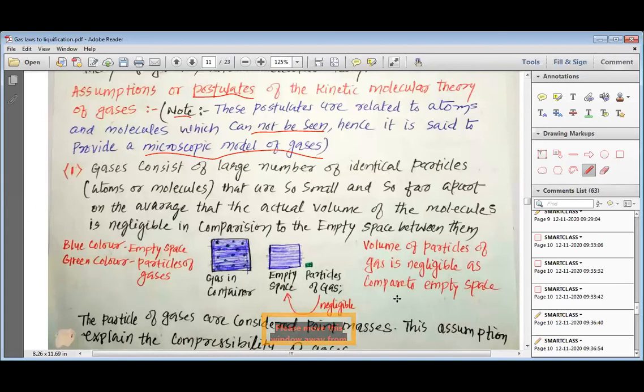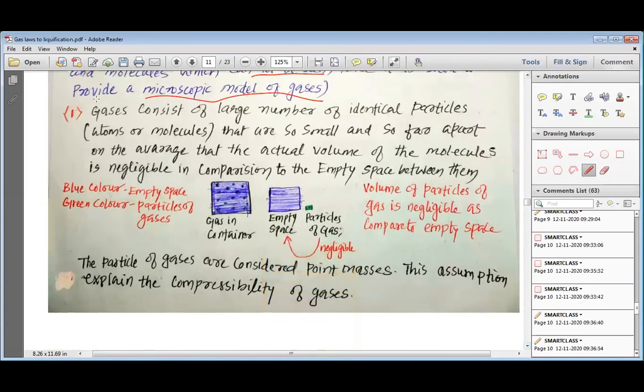Let us look at the first postulate of the kinetic molecular theory. Number one, gases consist of a large number of identical particles. Identical means same. So gases consist of a large number of same particles. They are either atoms or molecules that are so small and so far apart on average that the actual volume of the molecules is negligible in comparison to the empty space between them.